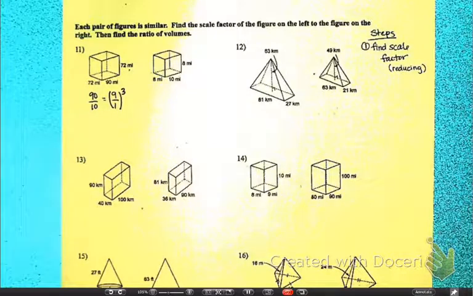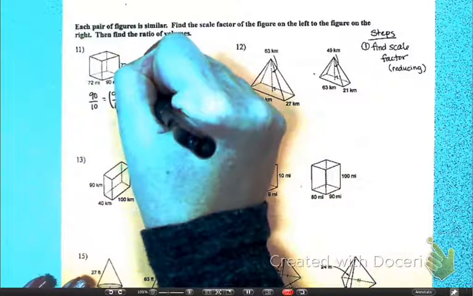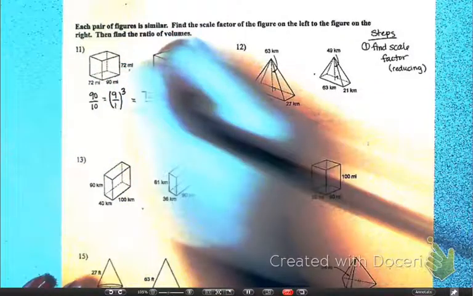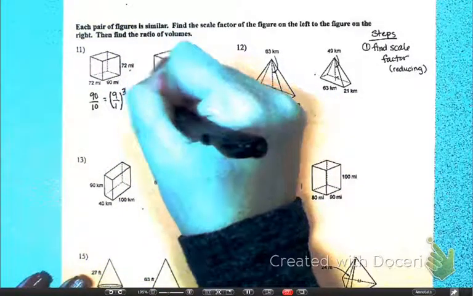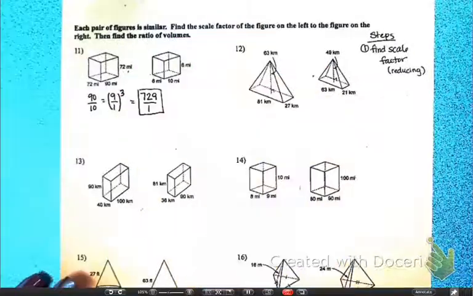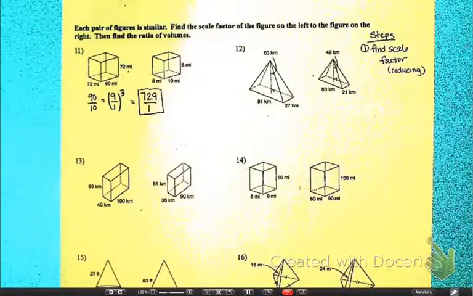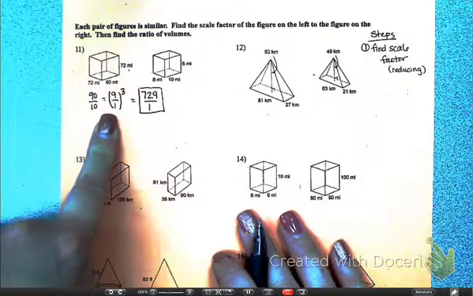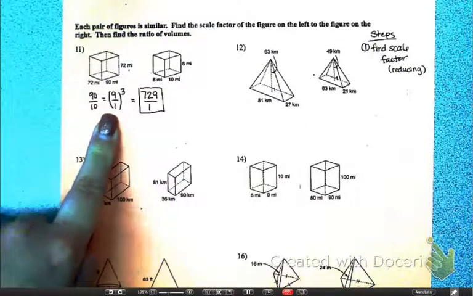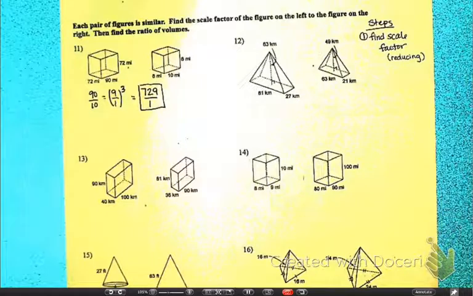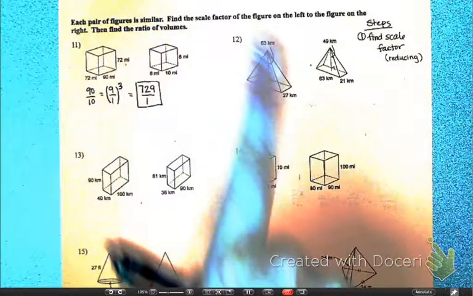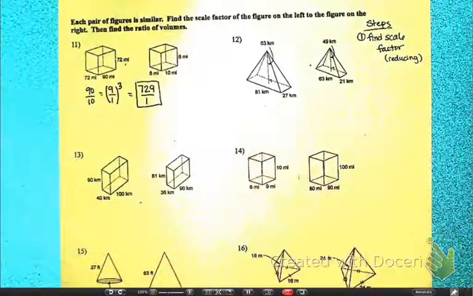What is 9 cubed? And this practices your caret button, 9 to the third power, or 9 times 9 times 9. 729. And what's 1 to the third power? This is your ratio of volumes. So when we were going from ratio of volumes to scale factor, we took the cube root because we wanted to get smaller. Because we're going from scale factor to ratio of volumes, we're cubing it because it's going to be a larger number.